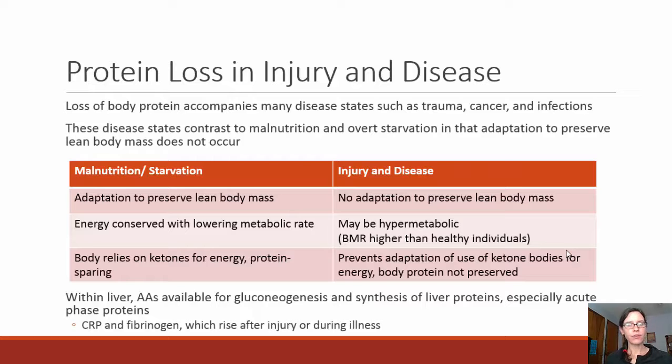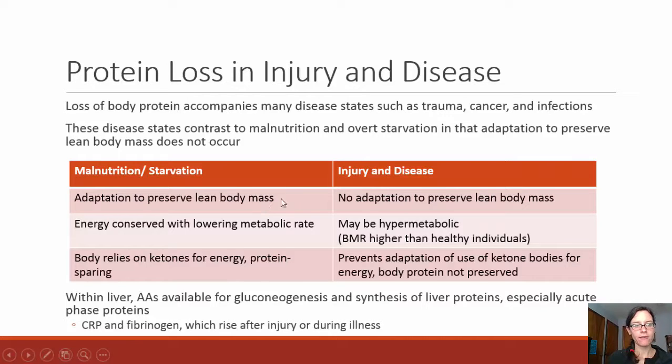Okay, now let's shift from growth and development to injury and disease. Now, loss of body protein accompanies many diseases, such as trauma, cancer, and infections. And the biological processes that our body undergoes in regards to protein synthesis and degradation do contrast with malnutrition and starvation in that the adaptation that we see in starvation and in malnutrition, that adaptation to conserve body protein, doesn't happen here in injury and disease. So really, the body does not have time to adapt to preserving the muscle mass. So a person can lose a lot of muscle mass very quickly.